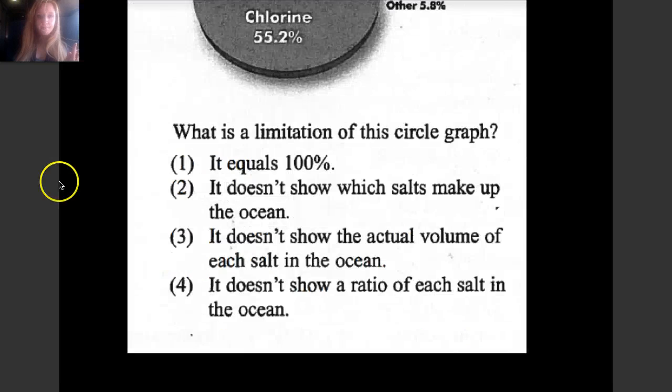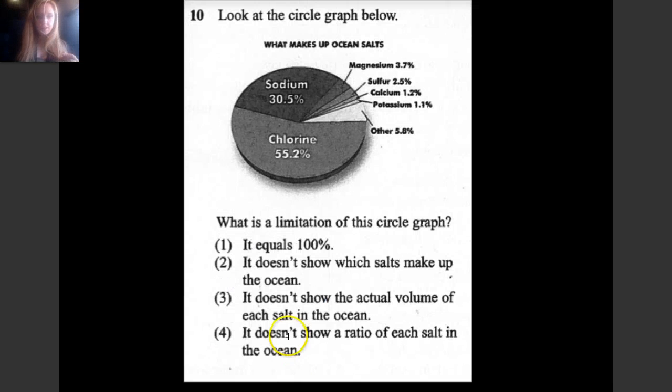All right. Number 10. Look at the circle graph below. So what makes up ocean salts? We see sodium 35%, chlorine, a lot of chlorine. Didn't know that. 5.52, magnesium, sulfur, calcium, potassium, other. Oh, these sound like stuff in the periodic table.